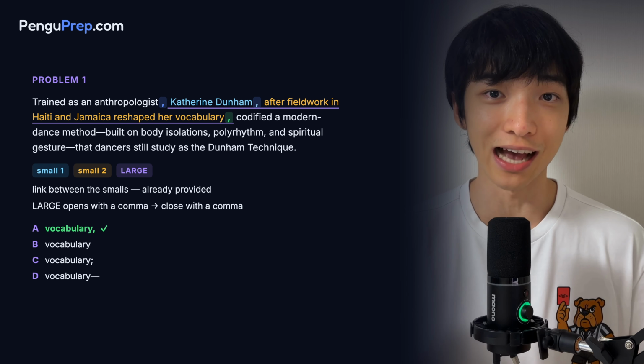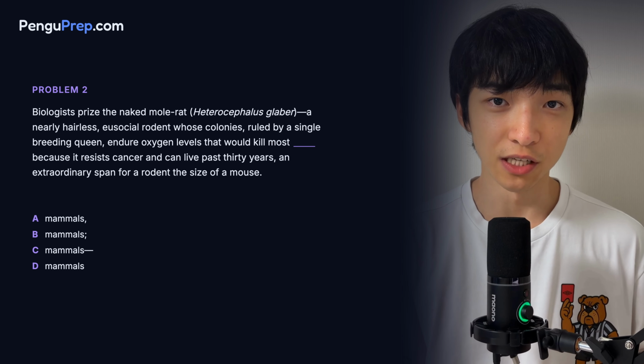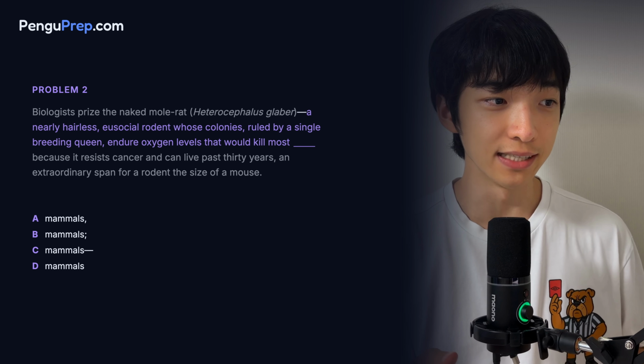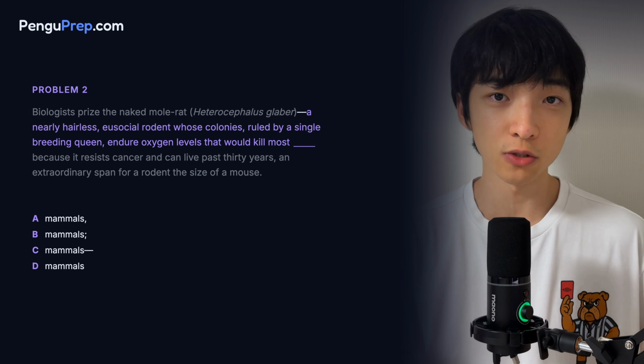So the correct answer has to be A. For the second problem, I'll keep the explanation short. The large non-essential clause is from "and nearly" to "kill most mammals." The problem is testing you on whether you know how to punctuate this large non-essential clause. Since it begins with a dash, you need to end it with a dash. So the correct answer is C.